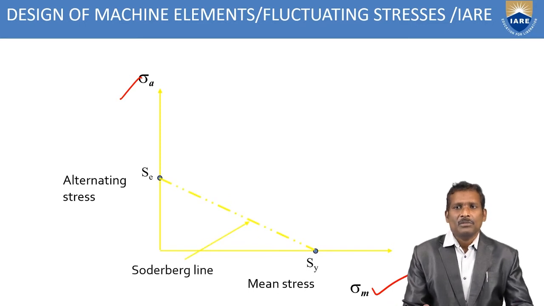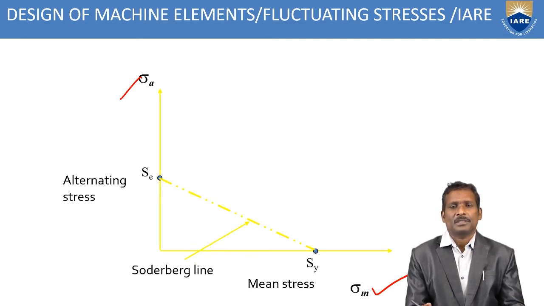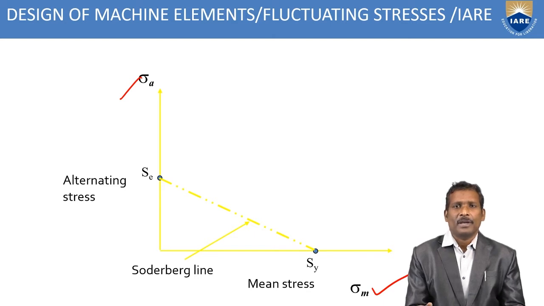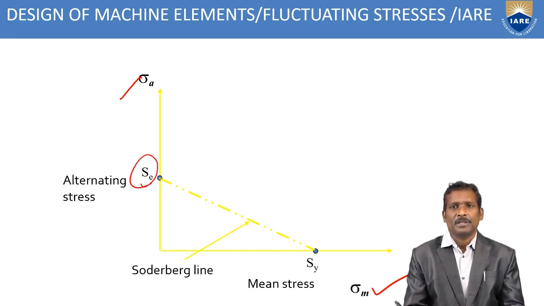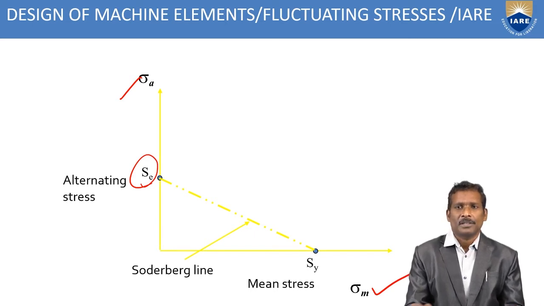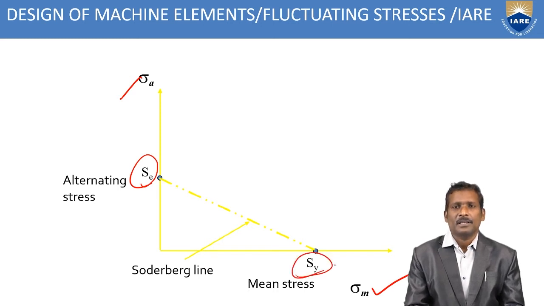First, draw a straight line between the yield point stress and the endurance limit. What is the endurance limit? We have already discussed it in previous sessions. The endurance limit is the maximum amplitude value of the repeated stresses. That is the endurance limit or fatigue strength of the particular component or material. You can represent it with sigma E or SE. Similarly, SY is the yield stress.